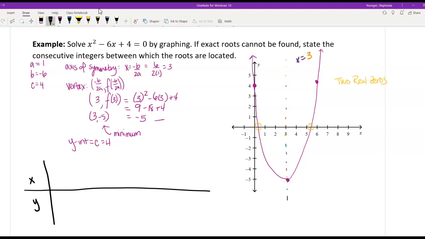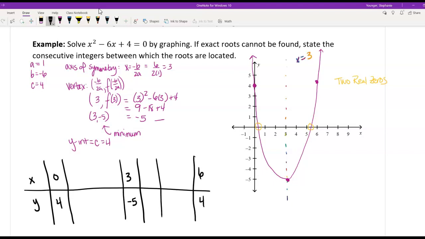We know that our middle point is 3, negative 5. That is our vertex. We know our y-intercept is 0, 4, and that it has a matching point of 6, 4. So we need to find the consecutive integers in between. So that leaves us 1 and 2, 4 and 5. All right, so we're going to double check.